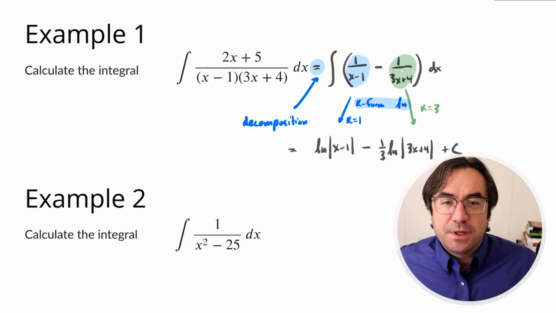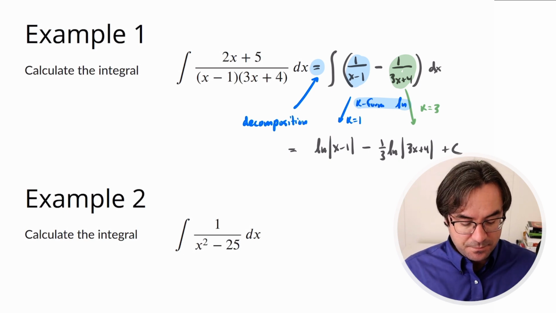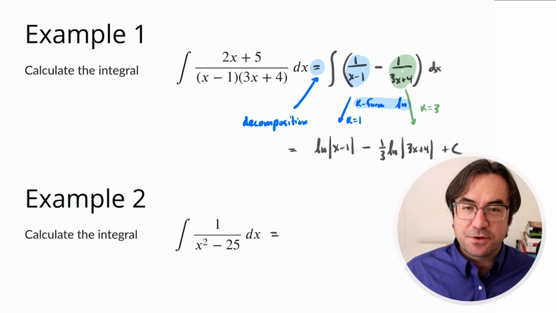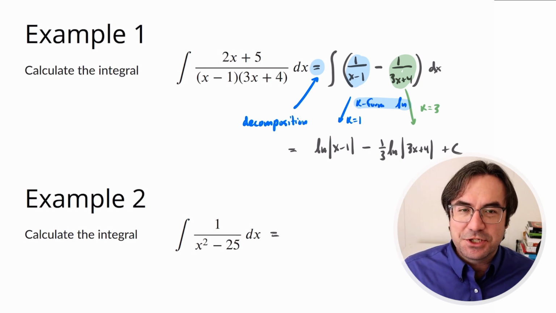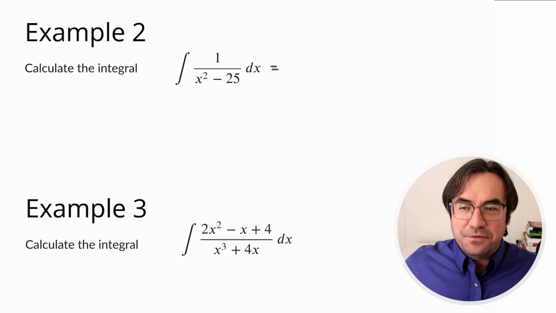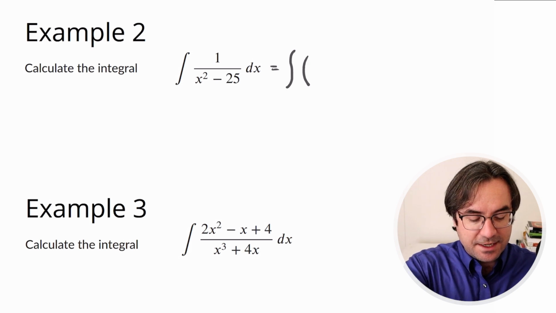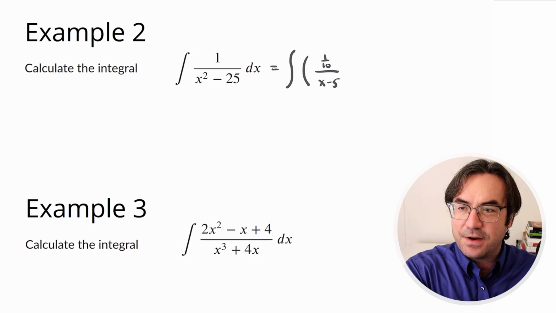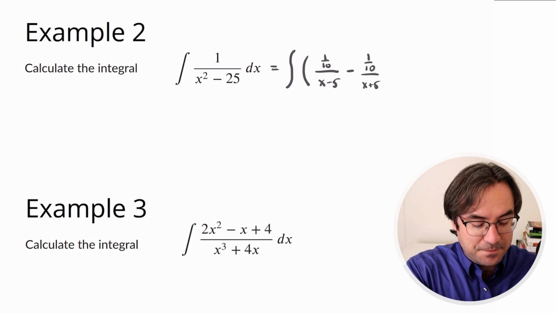Another function we looked at, 1 over x squared minus 25, we did the decomposition for that. Again, we're not going to go through the decomposition again, so go back in your notes. But what we found is that we could rewrite that single function as 1 over 10 times 1 over x minus 5, and then minus 1 over 10 times 1 over x plus 5.